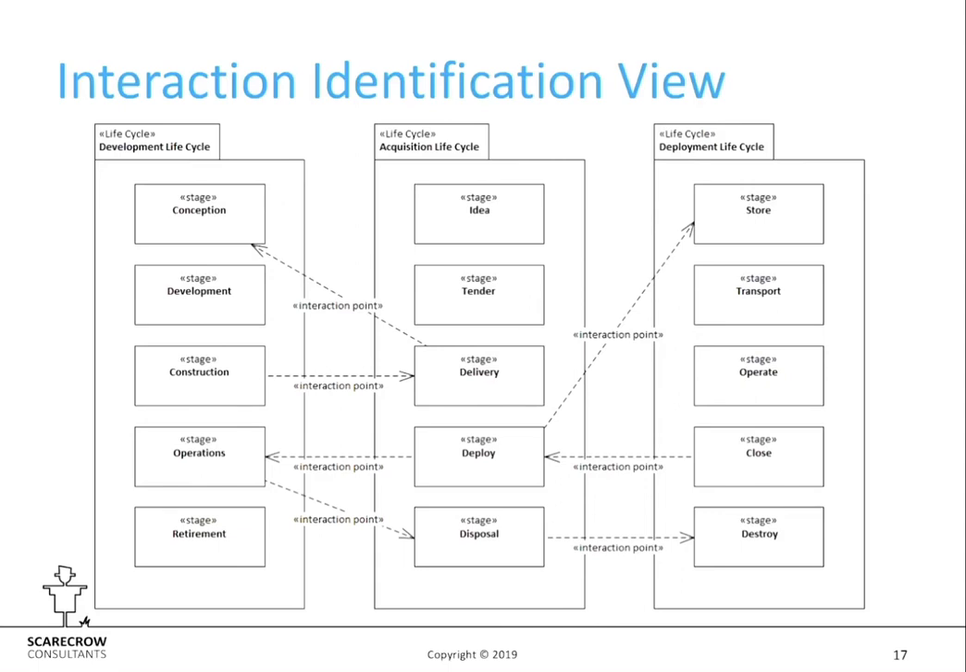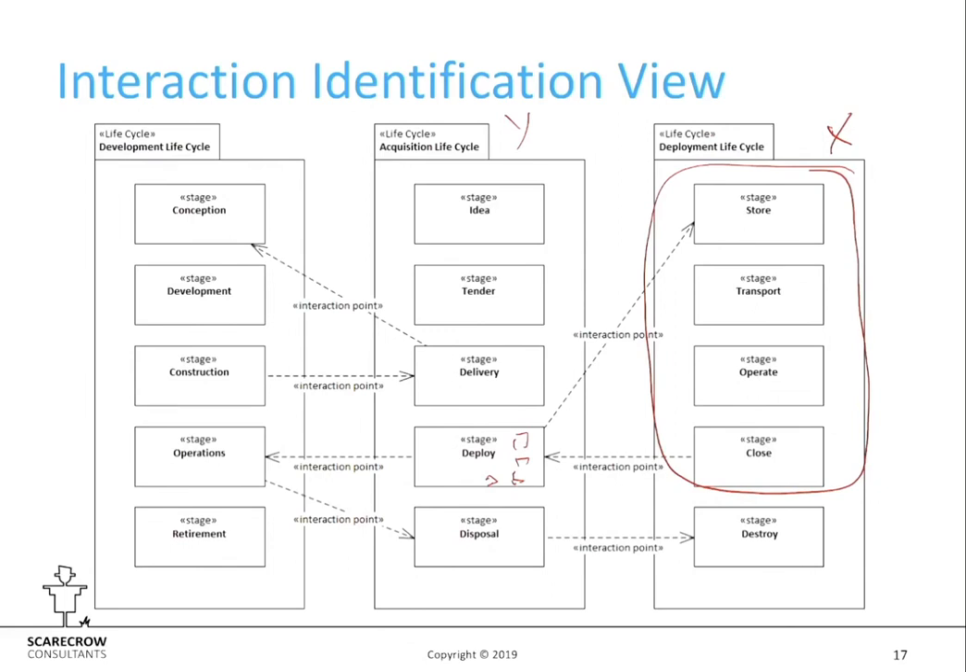Essentially, the stages of this deployment life cycle carried out by company X are taking place within that deploy stage of company Y. So you can start to put where there have to be formal interaction points.